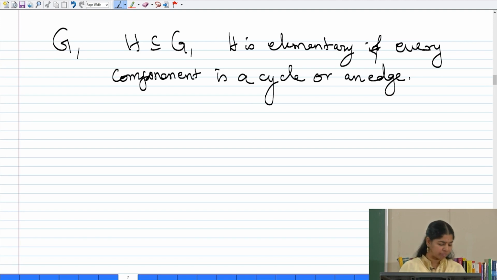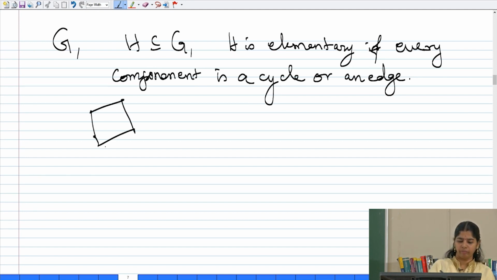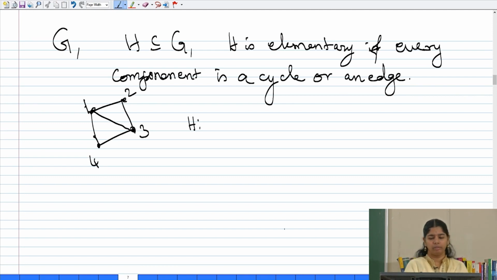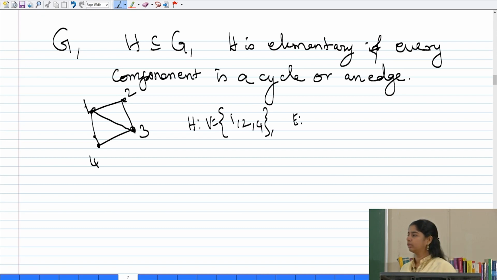So, any subgraph, if it is an elementary subgraph, then we want to represent it this way. Say for example, let us revert back to our K4 minus E. Suppose I want to look at a subgraph on the vertices 1, 2, 4. So, my V is 1, 2, 4. What could be my edge set as an elementary subgraph? Can I have an elementary subgraph on this?